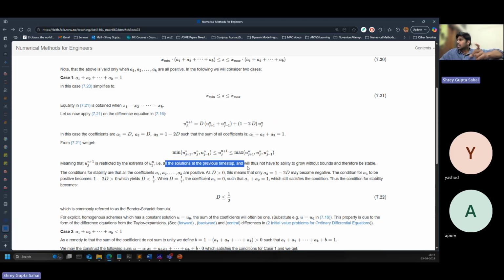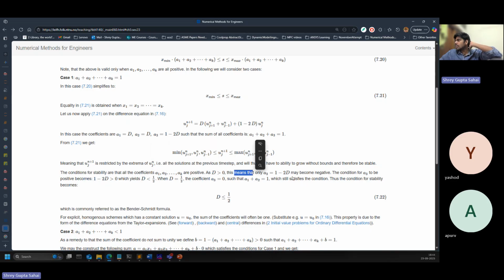All the solutions at the previous time steps will not have the ability to grow without bounds, and therefore will be stable. This is actually a Lyapunov stable condition. That does not matter to you right now. Let me not introduce new things, but essentially it is not unstable. At least it will be bounded.